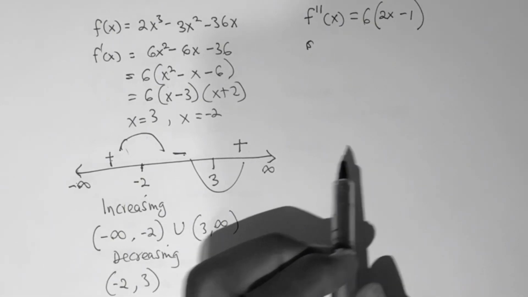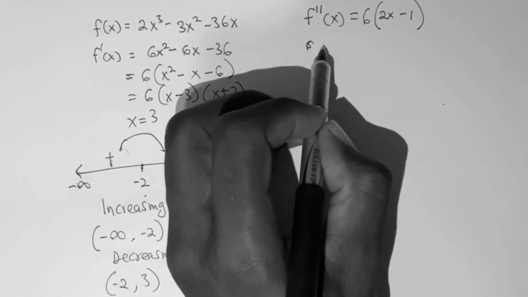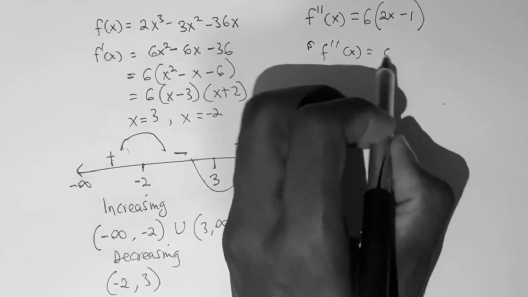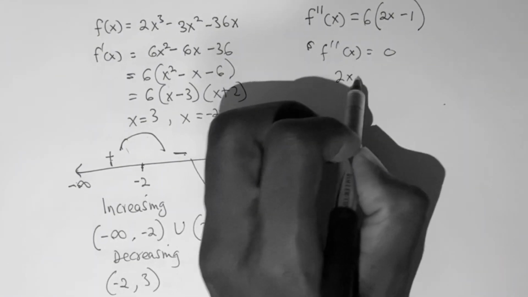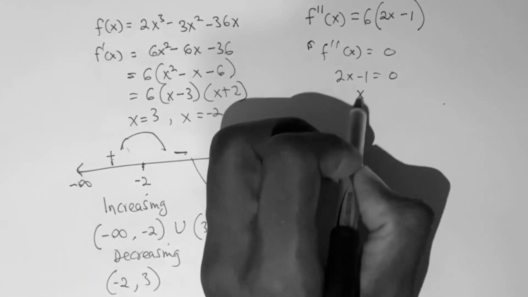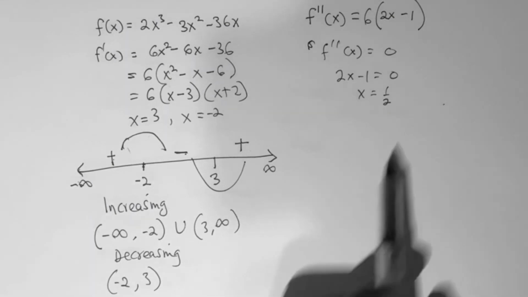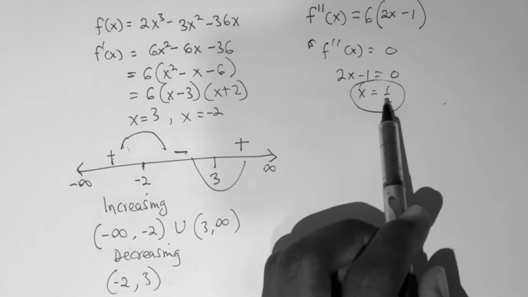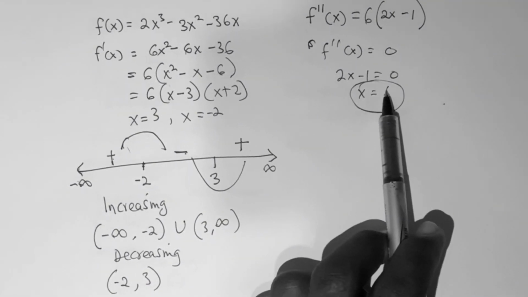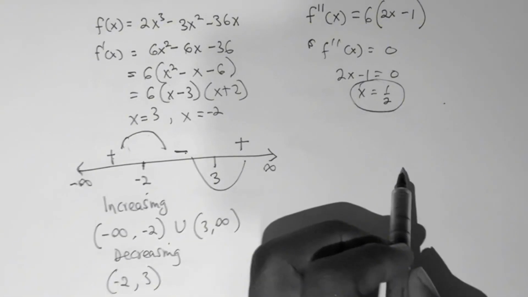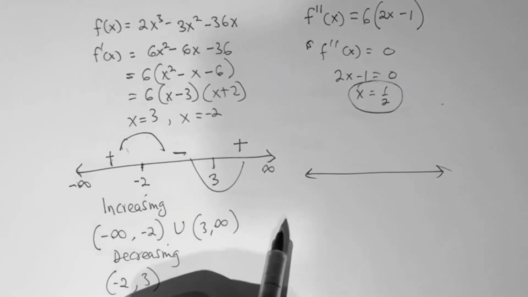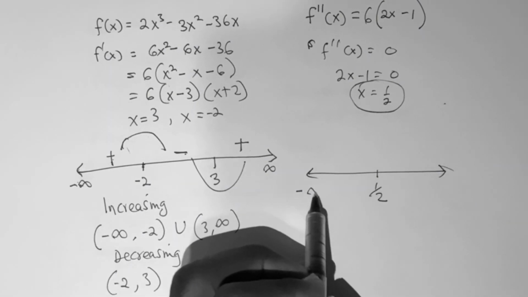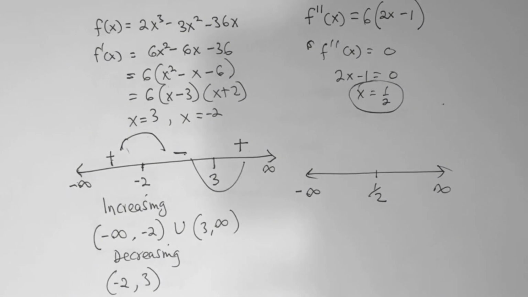Now, let's find f prime prime of x equals 0. So 2x minus 1 is equal to 0. So x is equal to 1 over 2. So this means that the point of inflection is 1 over 2. At 1 over 2, the function is neither increasing nor decreasing. So let's sketch this on a number line. So this is 1 over 2. This is minus infinity and this is infinity.